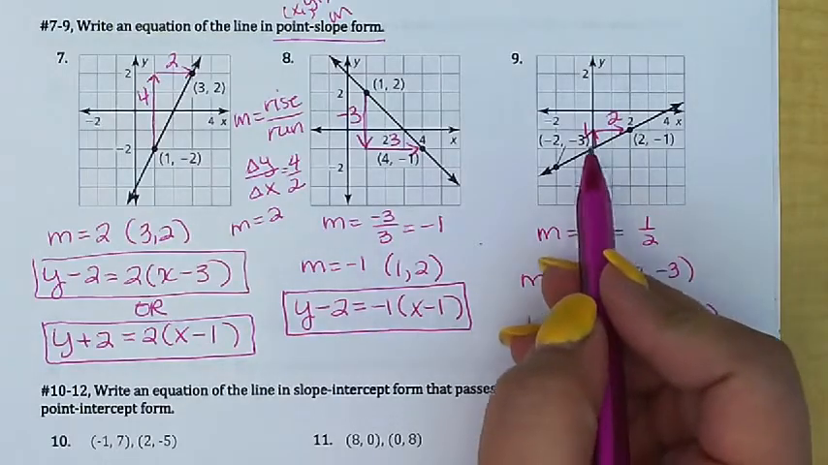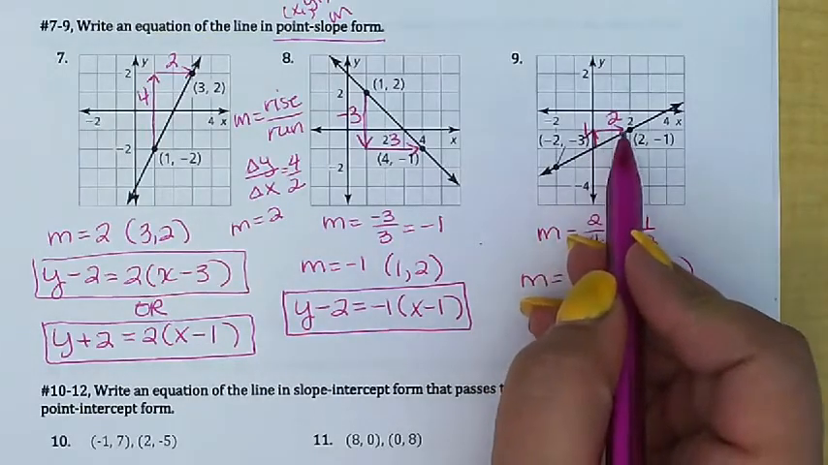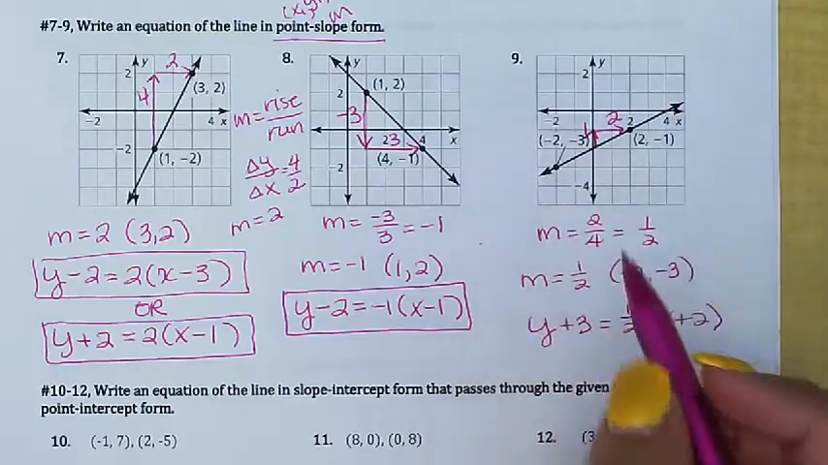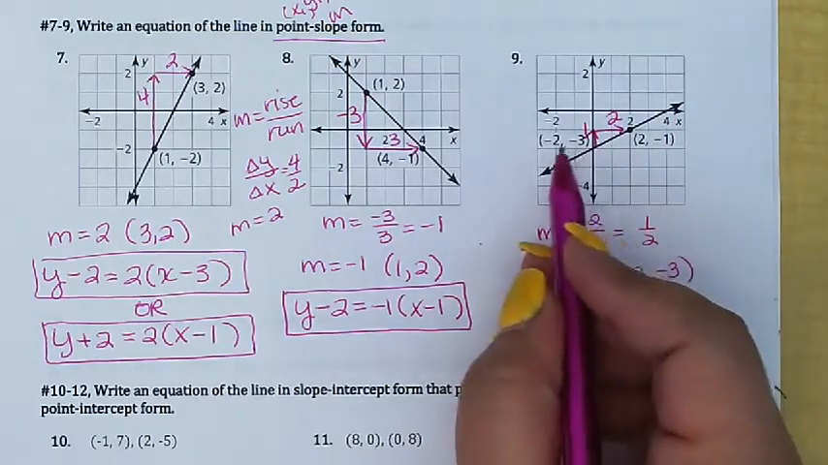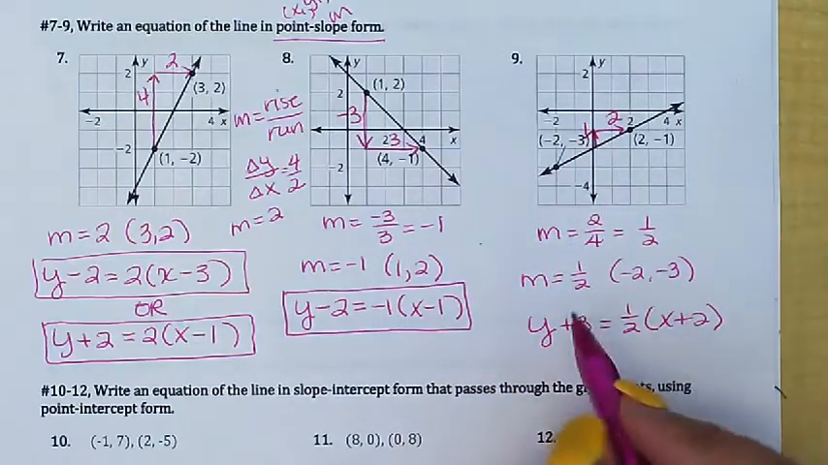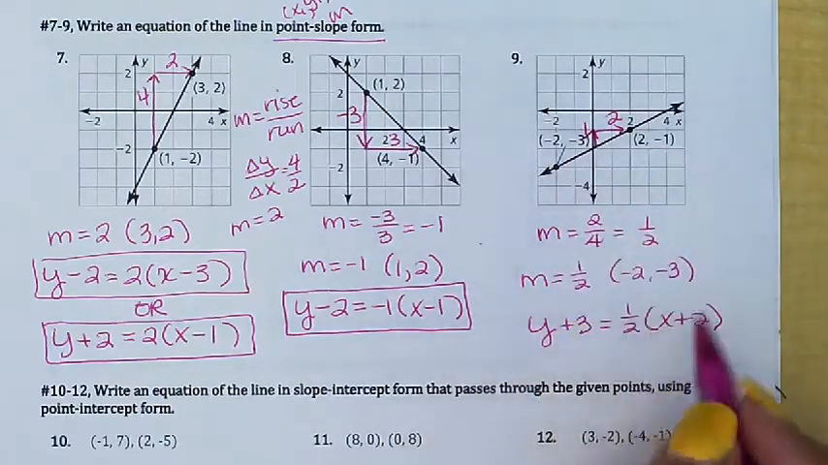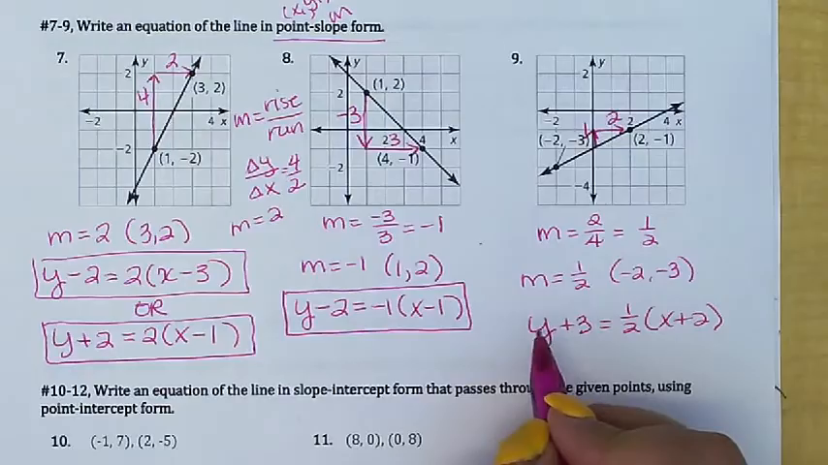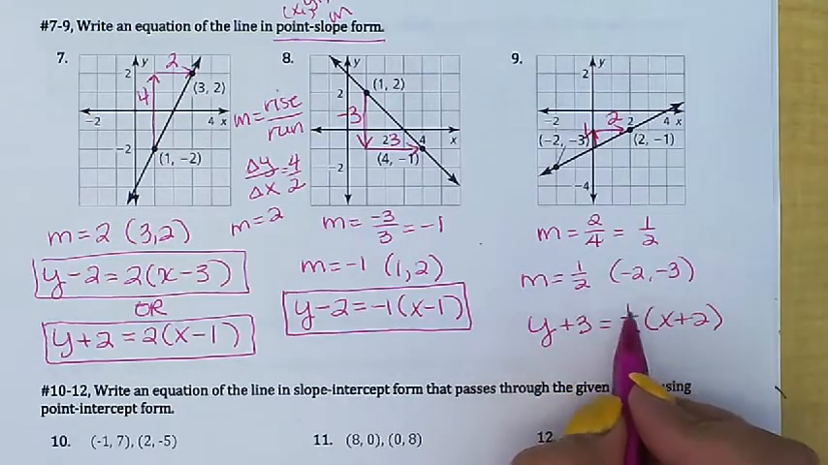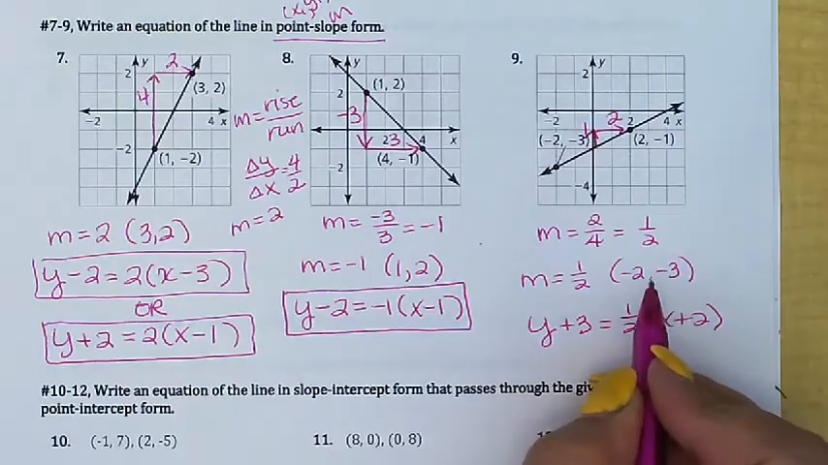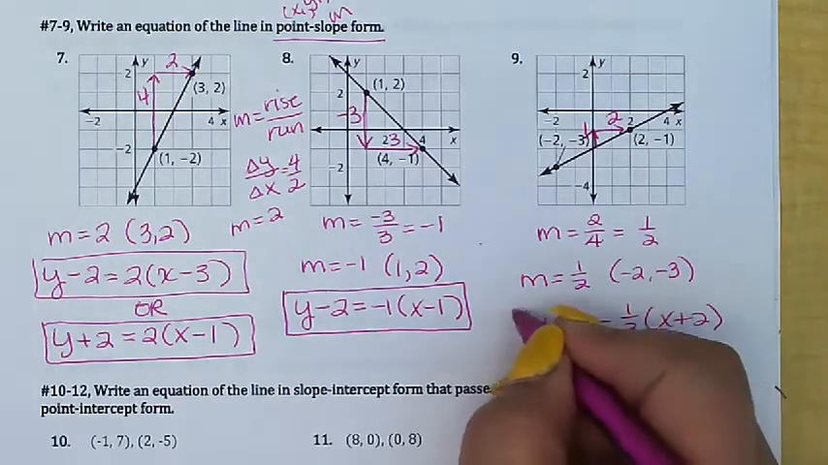Okay, so I got a slope of 1/2, up 1 over 2. So that's a slope of 1/2. And I used the -2, -3 point. So that was my option. You could have used the other one. And my equation ended up being y plus 3 equals 1/2, and then parentheses x plus 2. So this was my version.